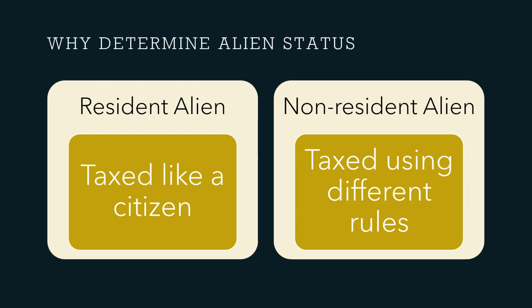A resident alien will largely be taxed like a U.S. citizen, and that means they'll be taxed on worldwide income. And they may also be eligible for many of the same tax benefits that citizens would be. A non-resident alien, on the other hand, will be taxed only on the income that they earned in the U.S., or U.S.-sourced income, and they may be excluded from claiming many tax benefits.